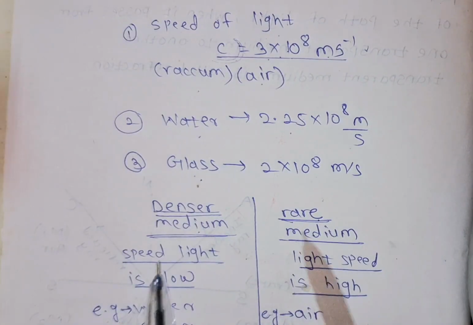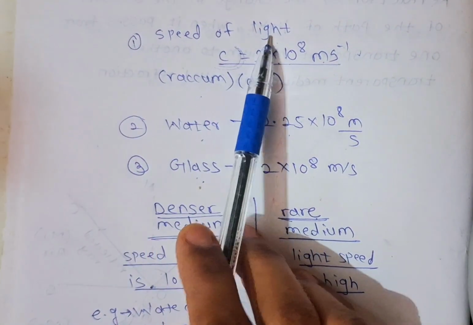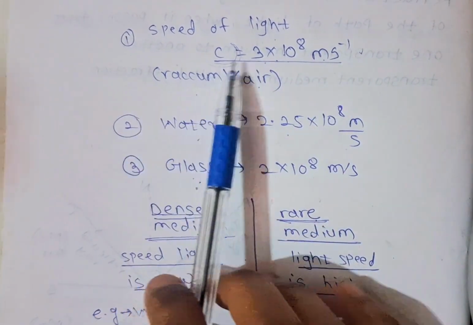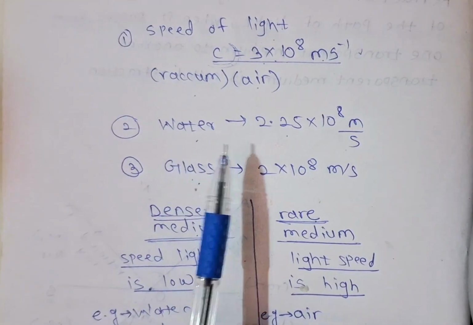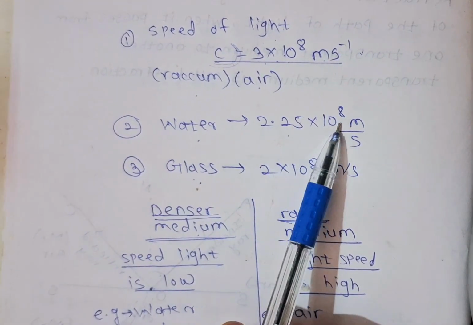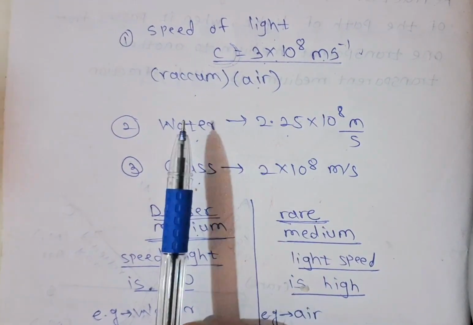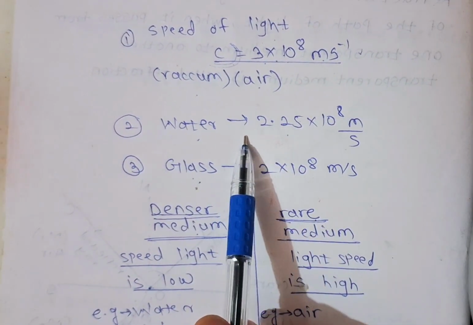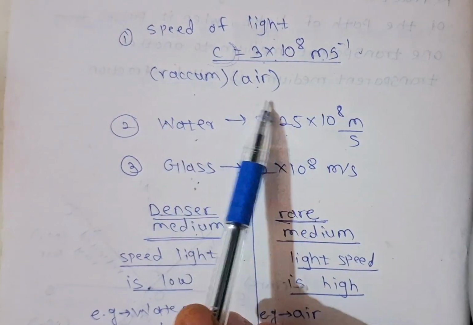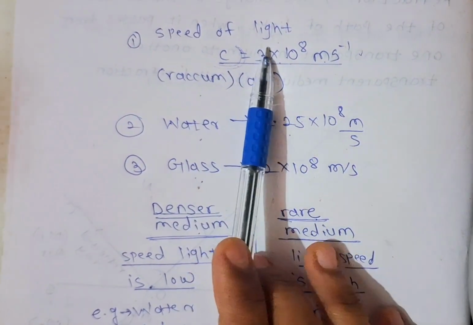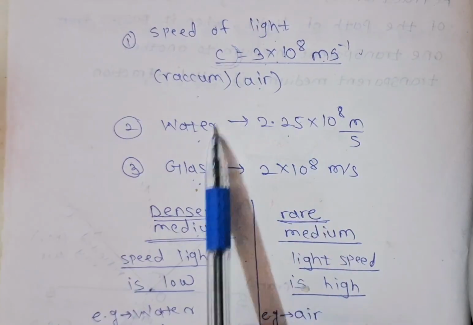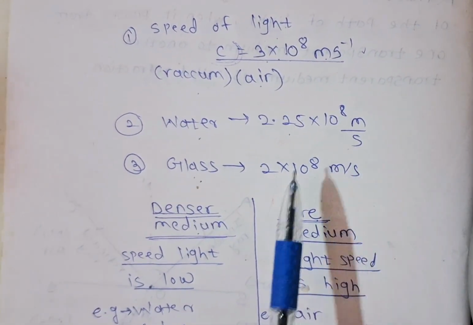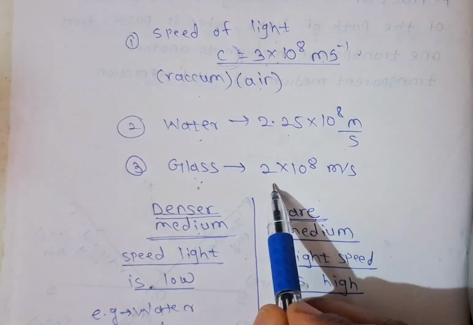One thing I want to tell you, that we know the speed of light. Speed of light is 3 into 10 to the power 8 meter per second in vacuum or in air. In water, the speed of light is 2.25 into 10 to the power 8. So here we see in water the speed of light gets low. The speed of light decreases in water as compared to air. And in glass it is 2 into 10 to the power 8 meter per second, it also decreases in glass.